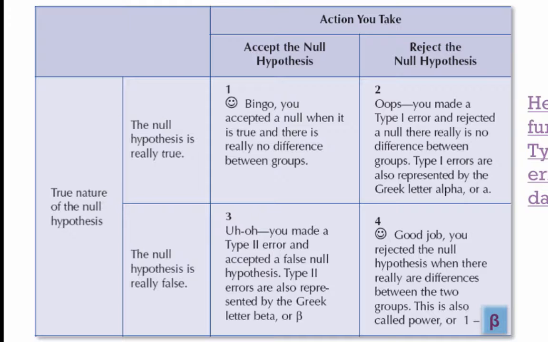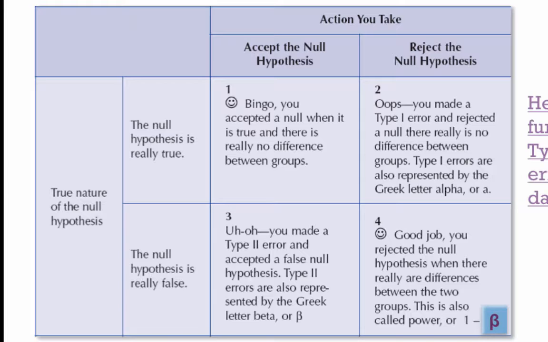But let's say, in reality, there really is no difference between groups, or there is no relationship between variables, but you, in your research, reject the null hypothesis, and you end up accepting the alternative hypothesis. Well, oops, you've made what's called a type 1 error, and you've rejected the null when there really is no difference between groups. Type 1 errors are also represented by the Greek letter alpha, and this is what we mean by our significance level.